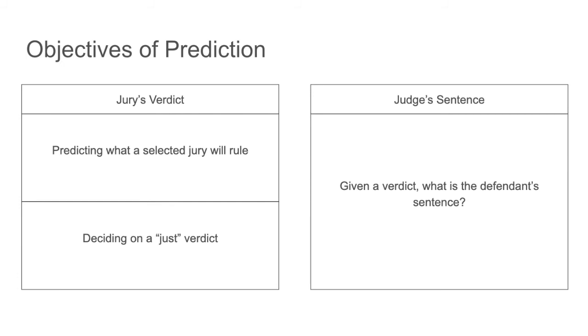Now, under the jury's verdict, there actually are two pieces as well. The first is predicting what a selected jury will rule, and the second is deciding on a just verdict. So the first is using a normal classification algorithm using historical data and producing an outcome that's based entirely on that historical data. The second, the just verdict, is an attempt to debias that data, to debias that outcome.